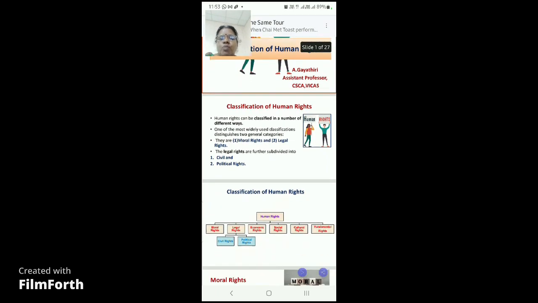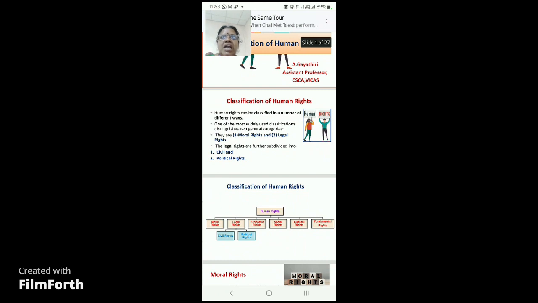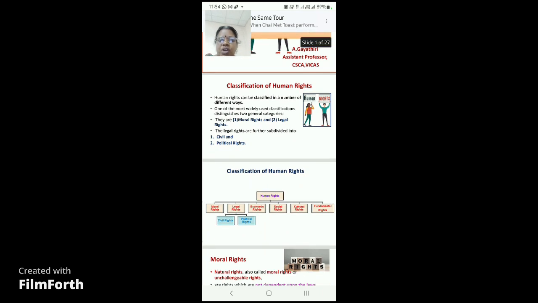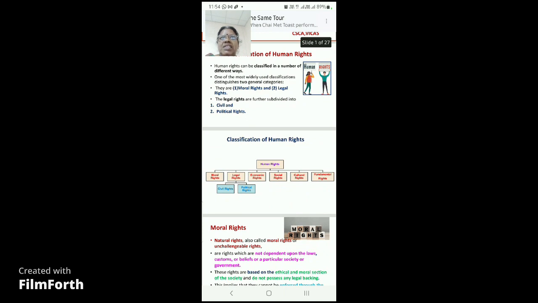So today's topic is the classification of human rights. In the classification of human rights, we have different types: moral rights and legal rights. What are moral rights and what are legal rights? We have six types here: moral rights, legal rights, economic rights, social rights, cultural rights, and fundamental rights. Legal rights can be further divided into civil rights and political rights.